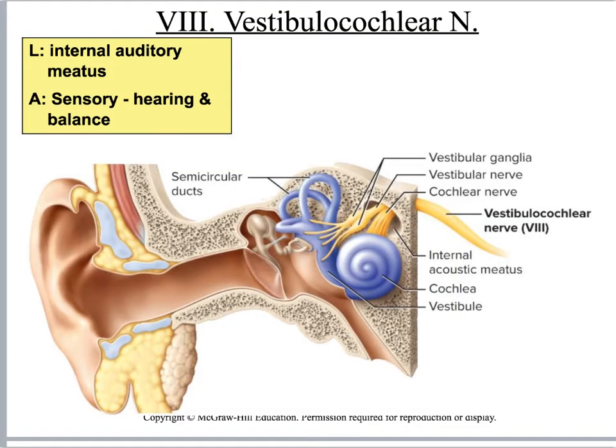All right, now we are on to cranial nerve number 8, vestibulocochlear. So this is going to come off. It's also going through the internal auditory meatus through the temporal bone, and then it splits into the vestibular nerve and the cochlear nerve. Okay, so the cochlear nerve is going to do hearing, and the vestibular nerve is going to do balance. Okay, and that information is all located right there.